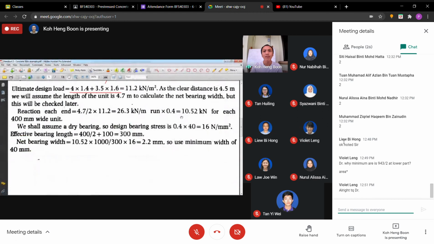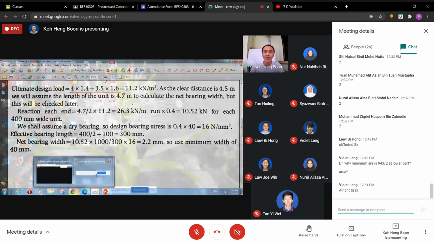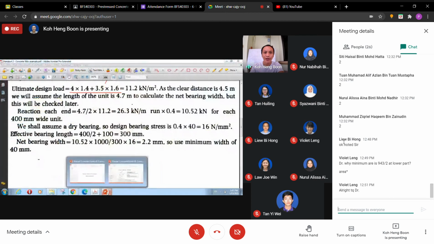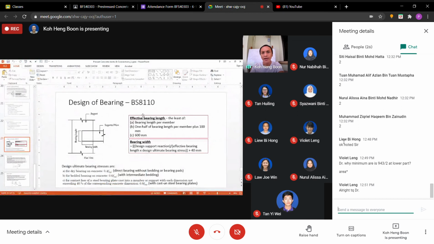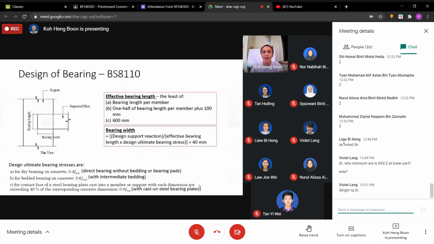Okay, so now we get this one, 16, the design bearing stress. So from here, how to get the length? Is it 400 over 2 plus 100 and so on? So this is the effective bearing length. Still remember the effective bearing length. Here it is half of the bearing length, 400.